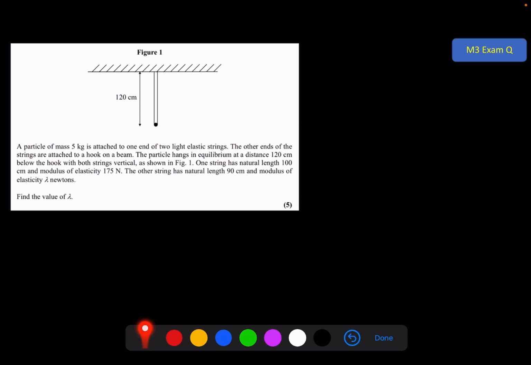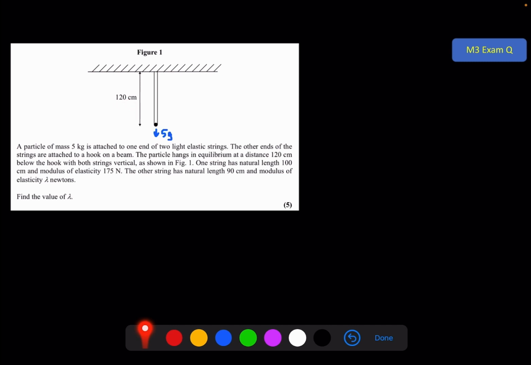Particle of mass 5 kilograms, that's here, 5G, is attached to one end of two light elastic strings. The other ends of the strings are attached to a hook on a beam. The particle hangs in equilibrium at a distance 120 centimeters below the hook, with both strings vertical as shown.